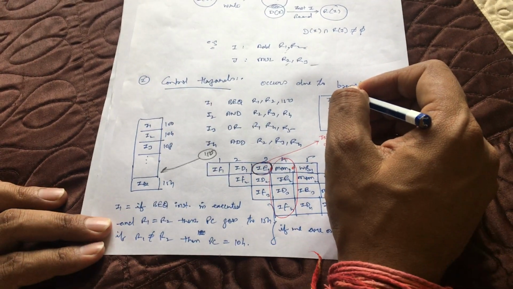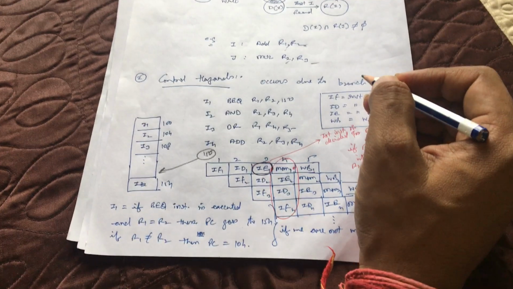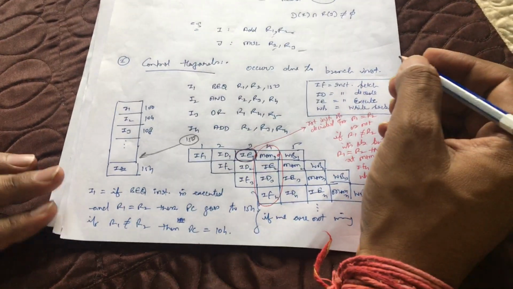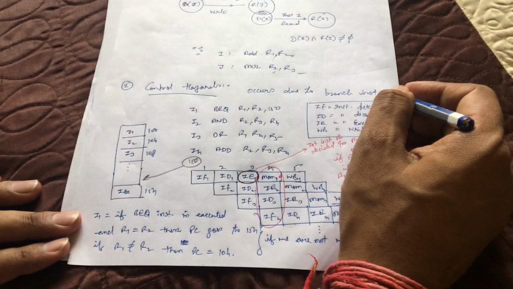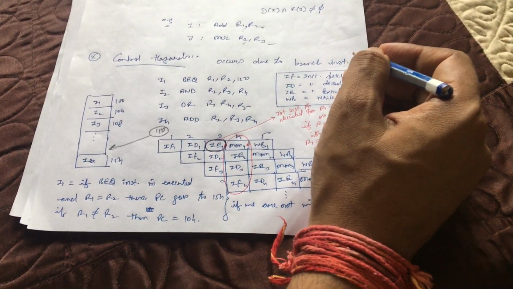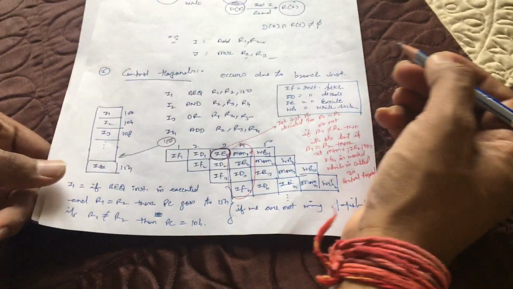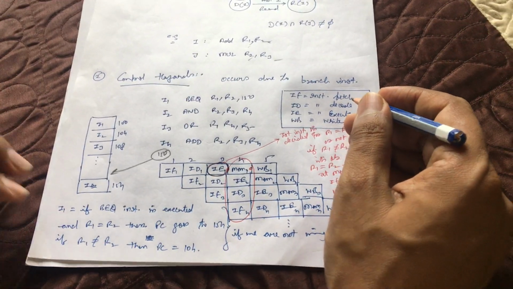The next hazard is the control hazard. We have already discussed the data hazard case. In case of control hazard, this occurs due to the branch instruction. In pipelining, whenever a branch instruction is there, we get another kind of hazard. This is called control hazard.